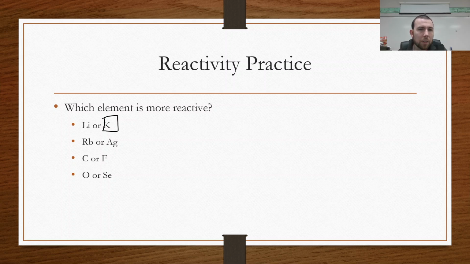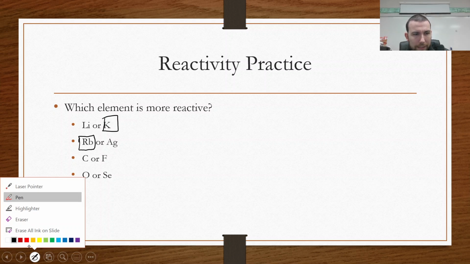With rubidium, Rb, or silver. Both of those are metals, so we know what we're looking for is furthest to the left and furthest down. Now what we see is that both of them are on the 5th period, so we're going to have to look for which one's furthest to the left. When we look at that, rubidium is the element that's furthest to the left, and therefore rubidium is the more reactive metal. I hope that makes sense.